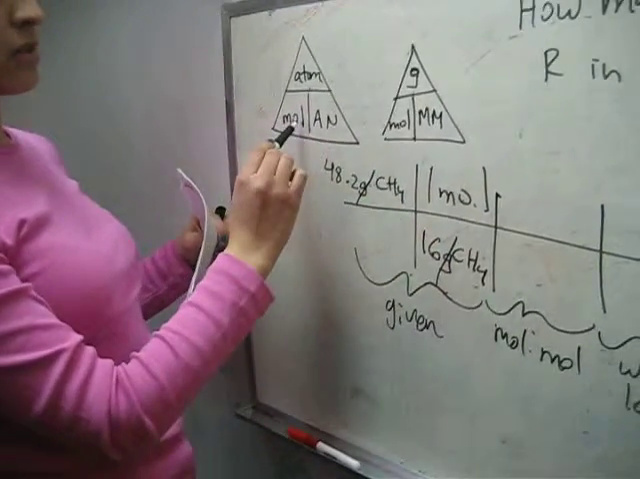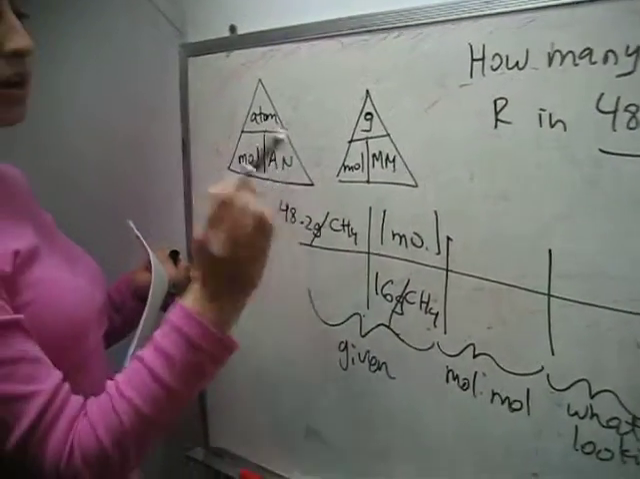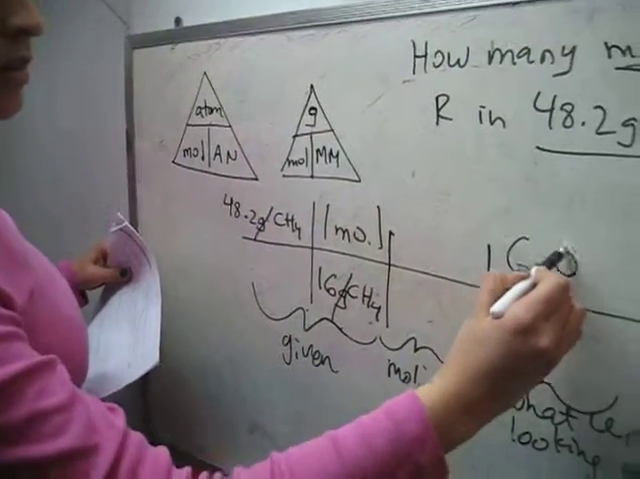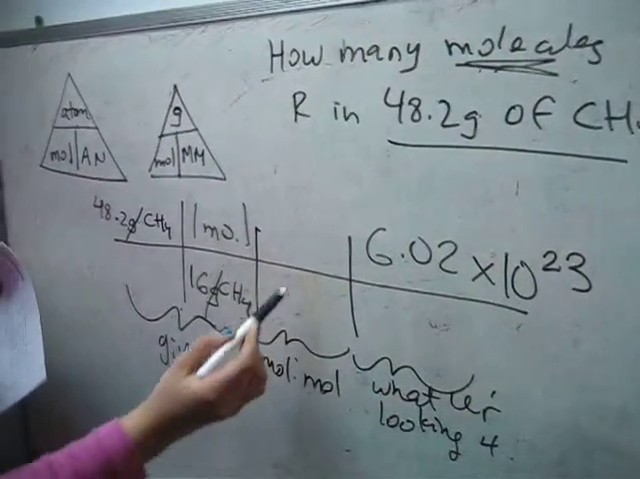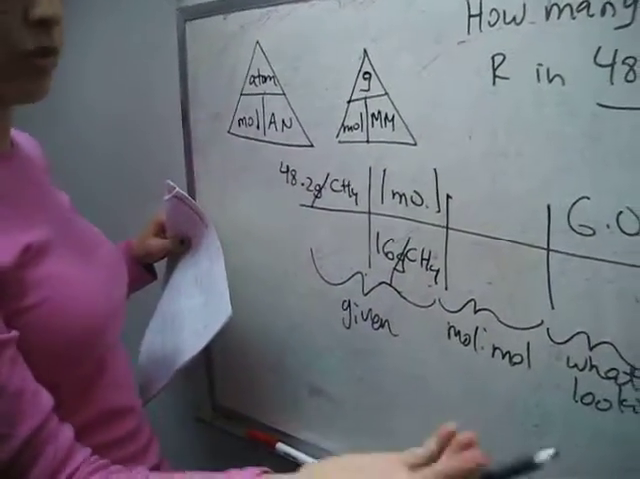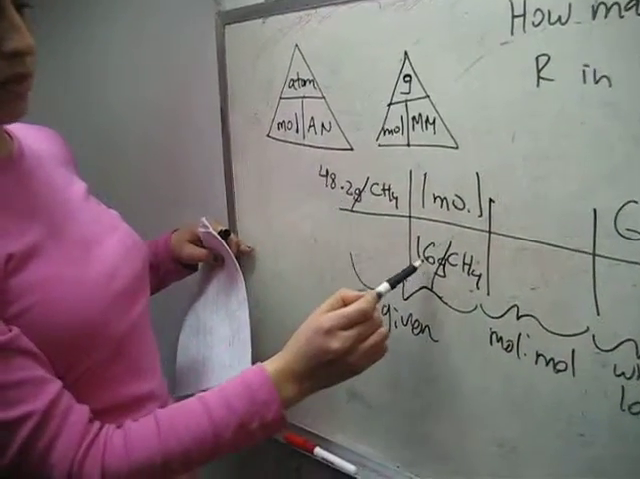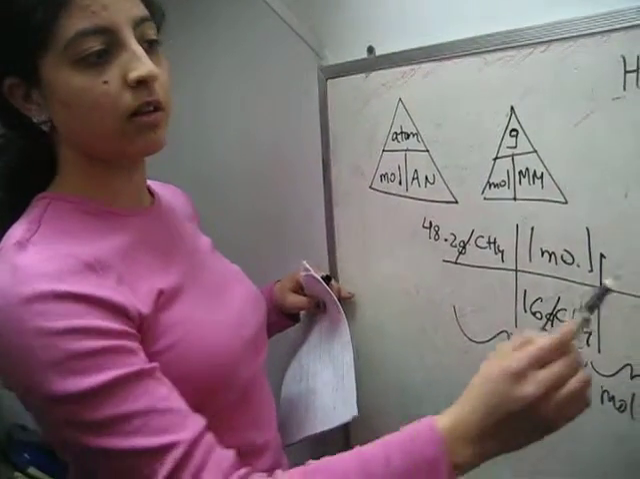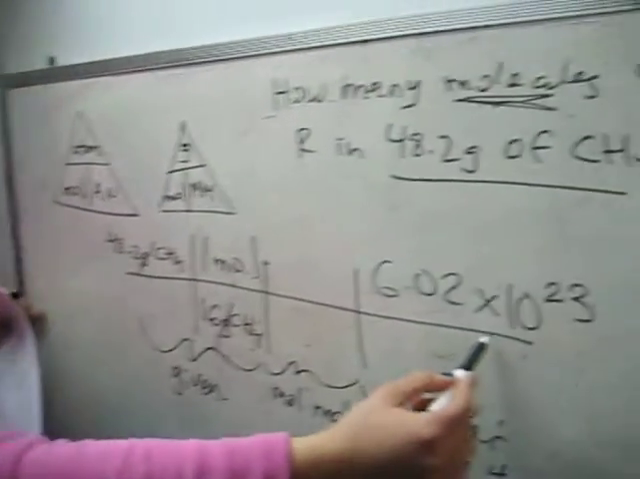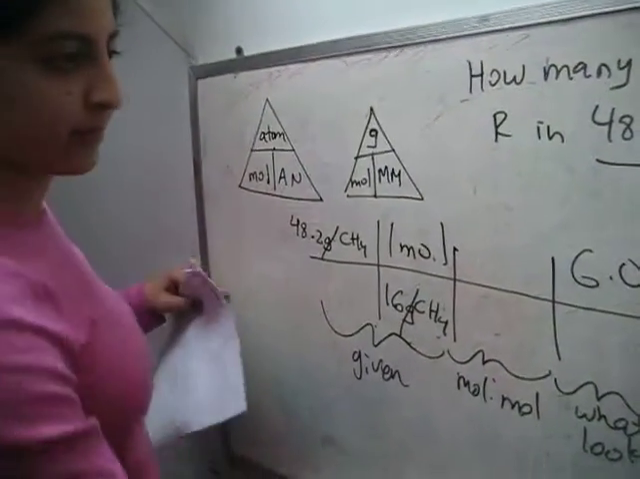Okay, so we have moles, but how do we get to molecules, atoms? Moles times Avogadro's number. Remember, we skip this out because we're only talking about CH4, one compound, not comparing two things. So do 48.2 divided by 16, you get the number of moles of CH4, times Avogadro's number, gives you the number of atoms, or molecules.